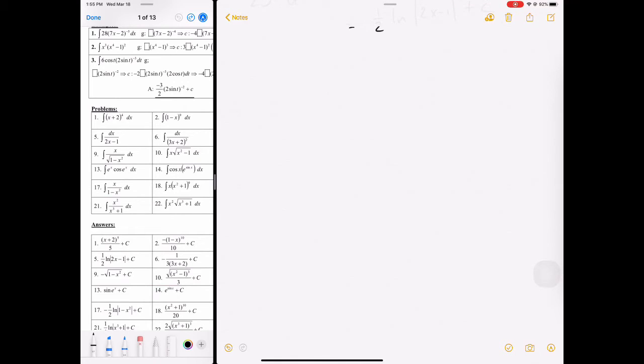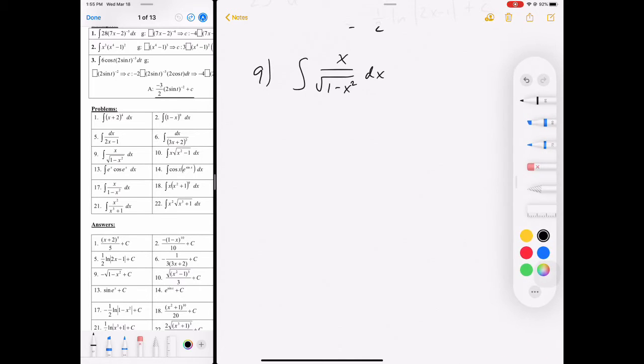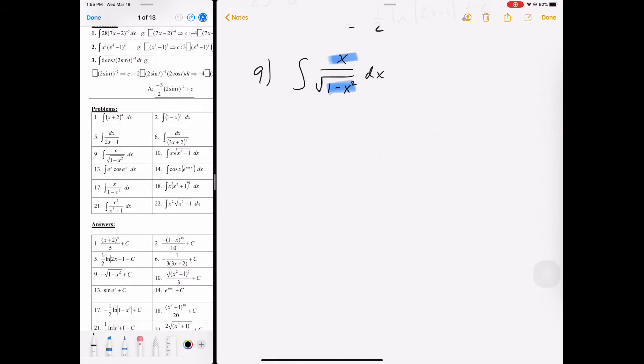Okay, let's do problem number 9 now. The integral of x over the square root of 1 minus x squared. Can you guys guess now what my u probably would be? Would it be the x on top or the 1 minus x squared on the bottom? Well, obviously, it's probably the more difficult thing. Usually it's whatever is buried inside.